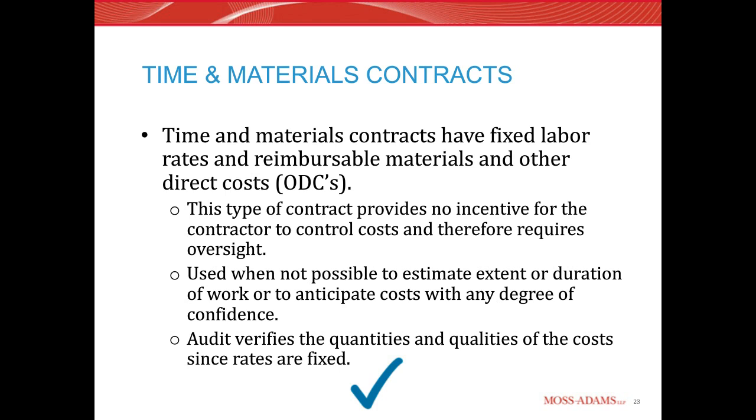And the audit's fairly simple. All we're doing is looking at quantities and the qualities of the cost. The rates are all fixed. We make sure the negotiated rates are used. However, we want to audit the details of the hours to make sure they're true, or the material is supported with a quote, and the quality. You know, if it calls for a 25-year nuclear engineer, we want to make sure that person has their 25 years and qualifies.